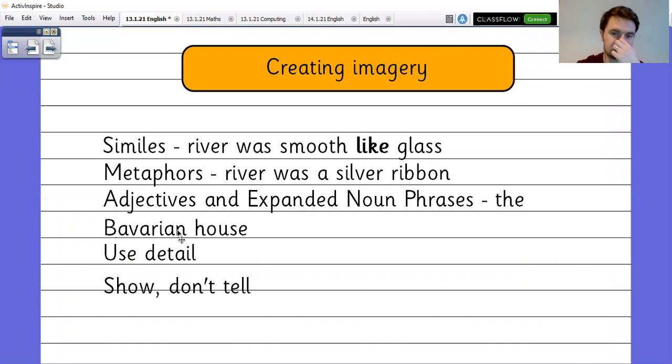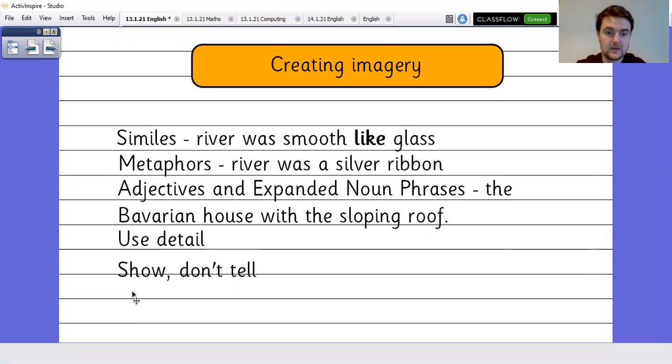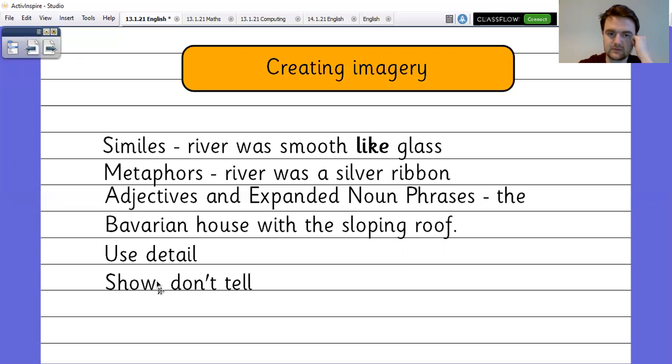An expanded noun phrase might be where we say the Bavarian house with the sloping roof. We're adding that extra information, and that sort of comes under using detail as well. Show, don't tell, we've talked about a lot over the last couple of days. It's where instead of just listing it was the year, we're trying to show that with evidence. We're trying to really immerse the reader into that area so that they can really picture where they are. So hopefully we will be able to see lots of examples of all of these.